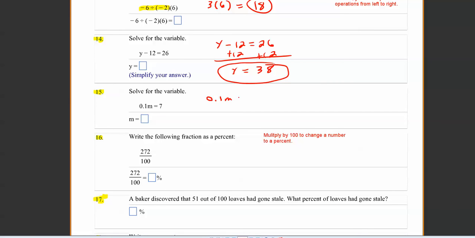Number 15, I have 0.1 times a number equals 7. So since I have 0.1 times a number equals 7, I can divide by 0.1. Okay, so 7 divided by 0.1, if you calculate that in your calculator, that would give you 70. If you don't use a calculator, you can move your decimal. We can make this into a whole number by moving our decimal over one place, which means I would have to move my decimal over one place up here. And that will become 70 over 1, or just 70.